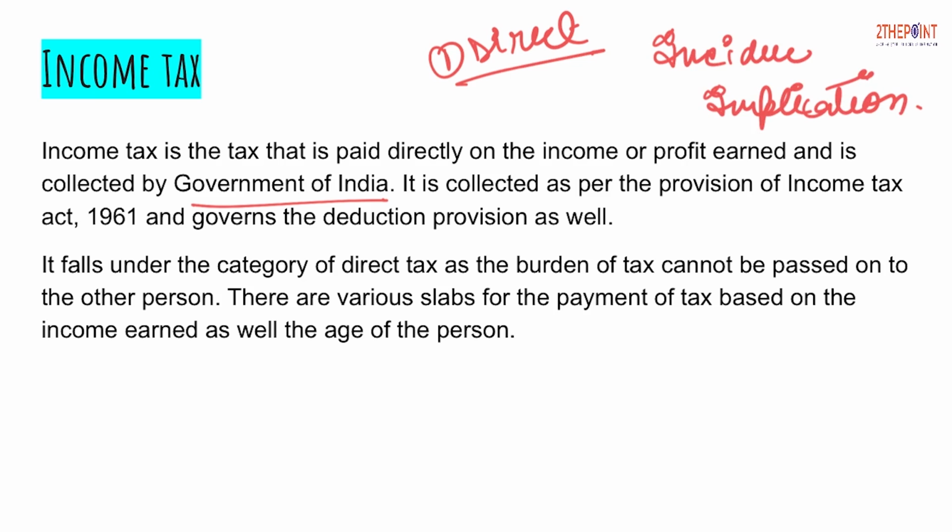How? If I am earning something, the income belongs to me, so the liability to pay tax is also on me. The onus of paying the tax lies on me rather than my parents or my siblings or my friends. Why? Because the income belongs to me, I have earned it, so the liability to pay tax is also on me. And it is collected by whom?